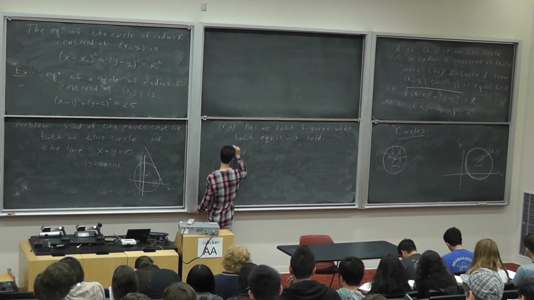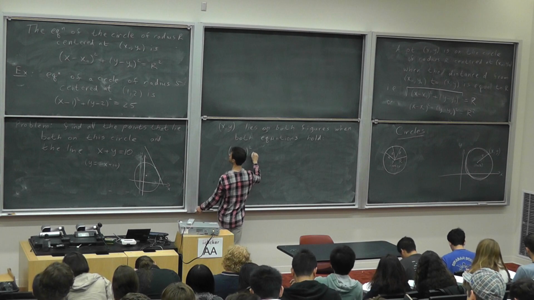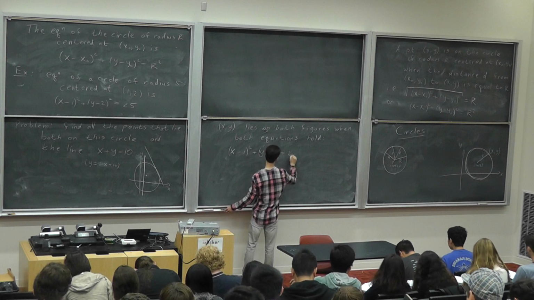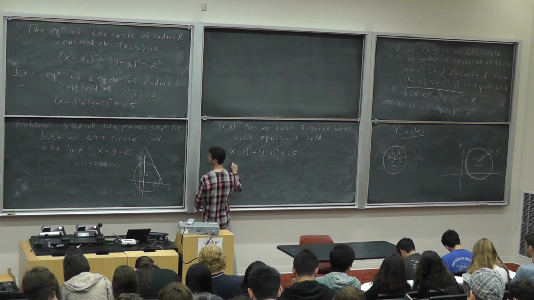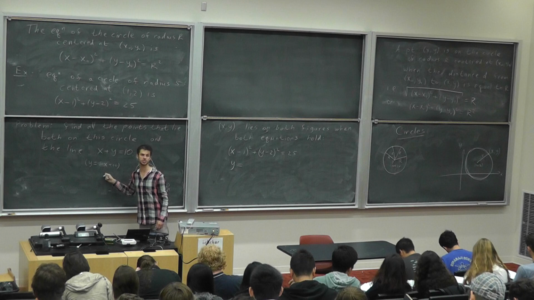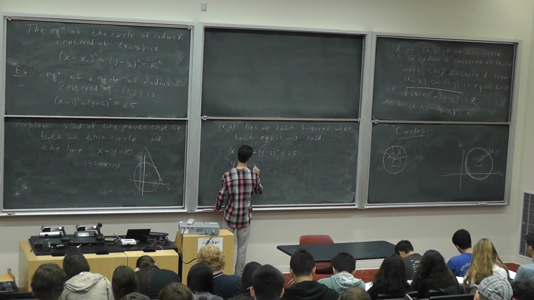And I mean these two equations. One is the equation of the circle, x minus 1 squared plus y minus 2 squared is equal to 25. The second equation is the equation of the line. Let me write it in this standard form: y is minus x plus 10.